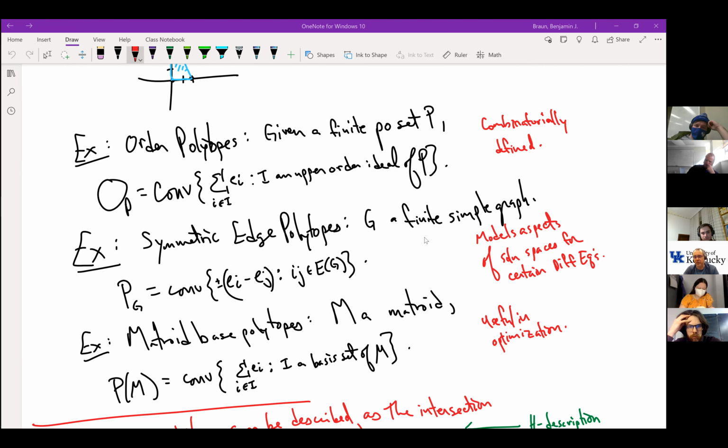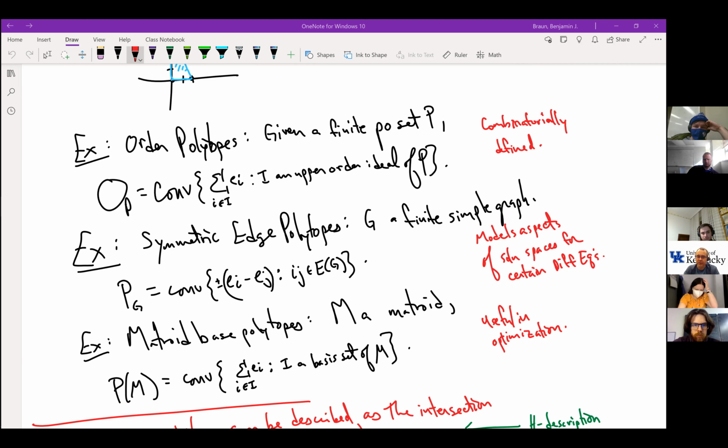Symmetric edge polytopes are of interest for a lot of different reasons. One place these independently arose was because they model the normalized volume, or aspects of the number of solutions and solution spaces, for certain systems of differential equations, the Kuramoto model. But again, I have a combinatorial object, a graph. The edges just encode the vertices, and then the convex hull gives me geometry. And then finally, I have matroid base polytopes. If you know what a matroid is, then you know the matroid base polytope P of M is the convex hull of the indicator vectors for the basis sets of M.